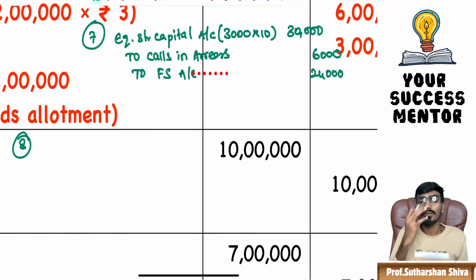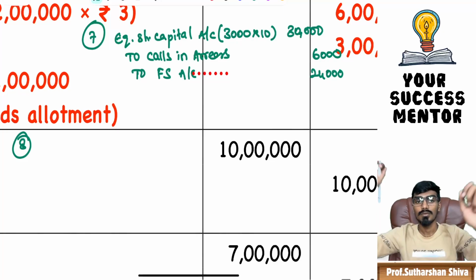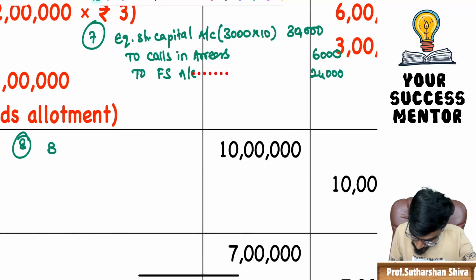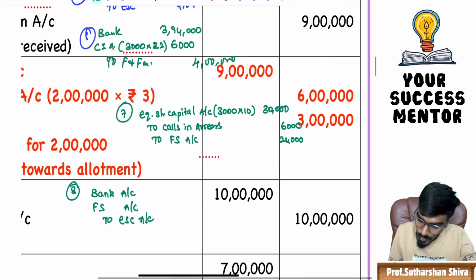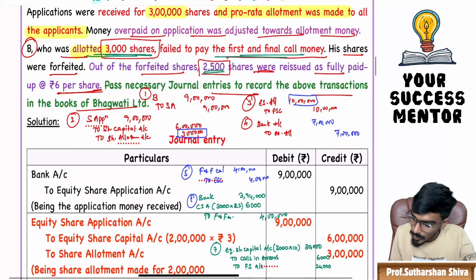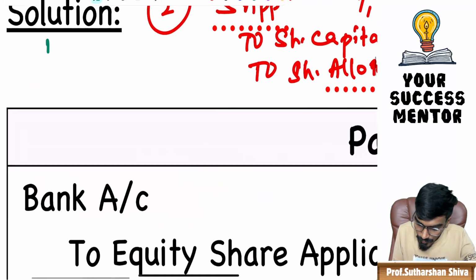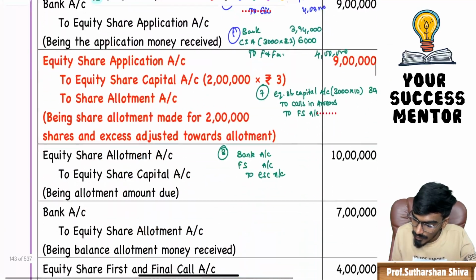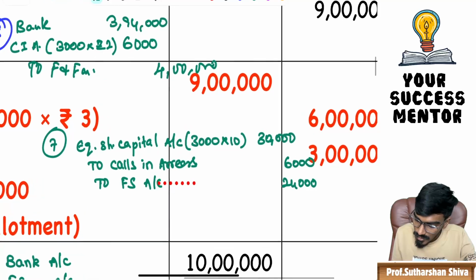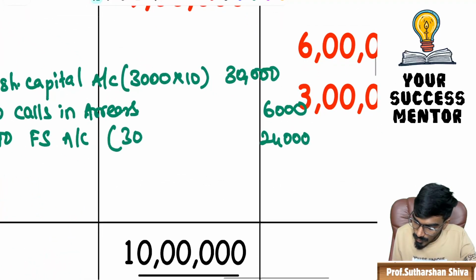What is the reissue entry? Bank account to share forfeiture account, debit to equity share capital. Come to this part. Out of these, 2,500 were reissued at rupees 6 per share. Can I reissue at 6 per share? Because my face value is going to be 10 rupee, the reissue price is going to be 6 rupee. How much is the loss I'm suffering? Loss on reissue. But how much is the profit on reissue I'm enjoying for one share? How much is the profit I'm enjoying for one share?